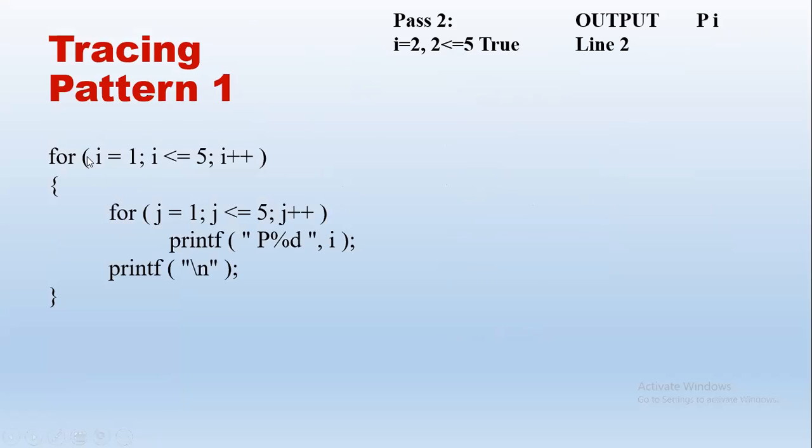So again, the inner loop has to be executed for each value. Now for I equal to 2, the second value of I, J has to execute 5 times. Note this, right? So here 2 less than equal to 5, condition is true.